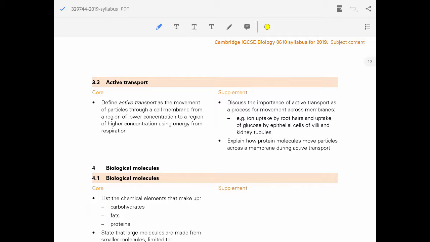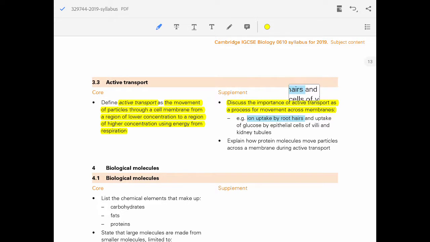Active transport is the movement of particles through a cell membrane from a region of lower concentration to a region of higher concentration using energy from respiration. Okay, so we have to discuss the importance of active transport.